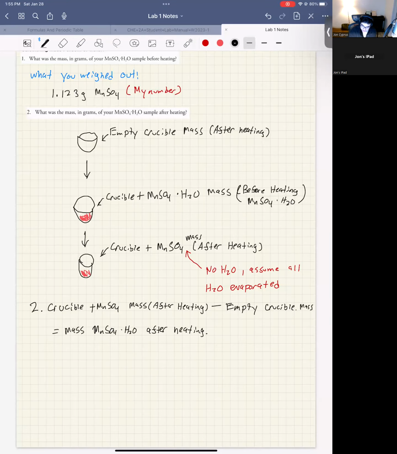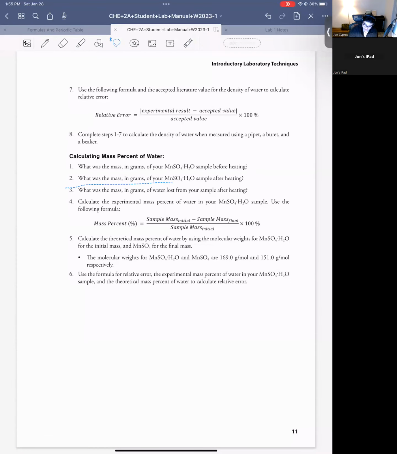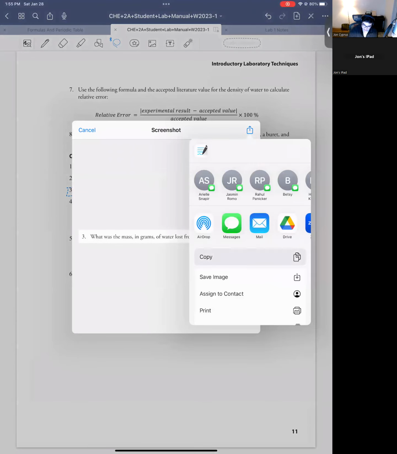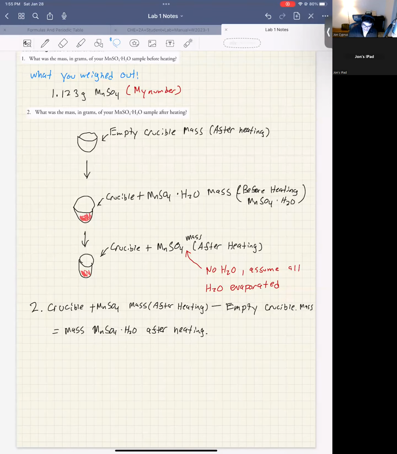Okay. So number 3 is just before minus after, right? I feel like that's usually self-explanatory. It's mass before heating minus mass after. It's lower after.